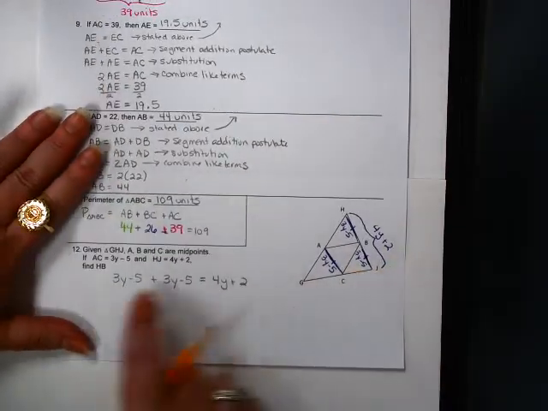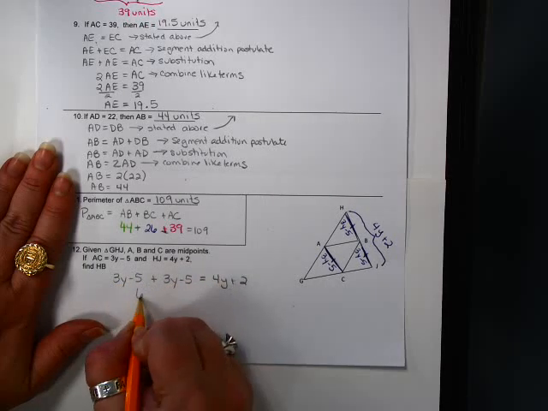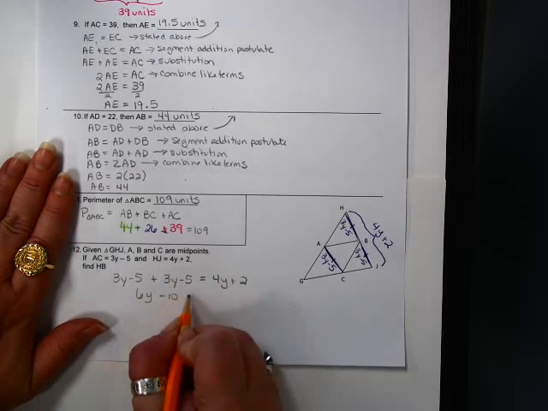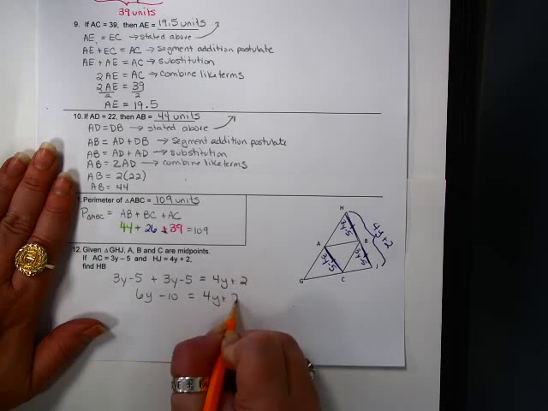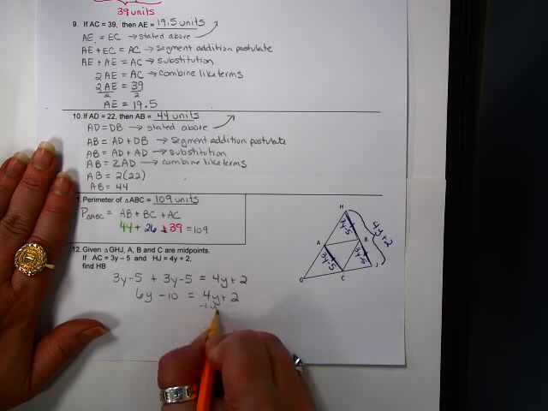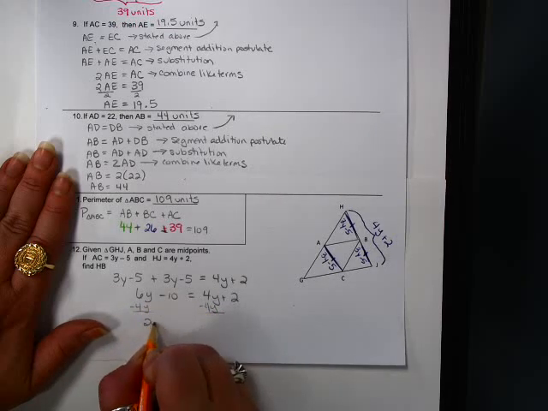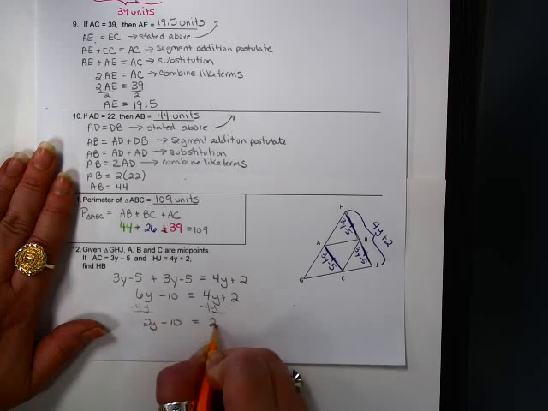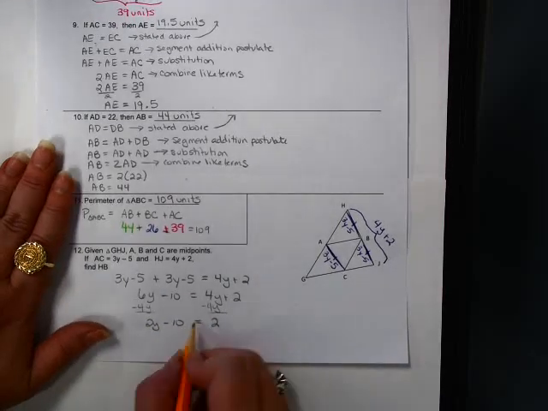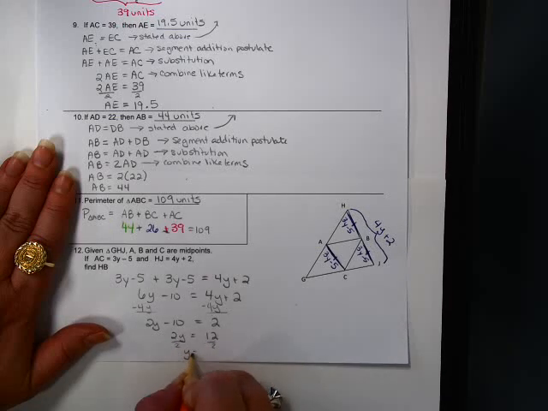Now what you have to do is just use your algebra skills. So using my algebra skills, I know that I'm going to clean up this left-hand side. That's going to be 6y minus 10 equals 4y plus 2. Now, I'm going to subtract 4y from both sides, and I'm going to get 2y minus 10 on the left equaling 2 on the right. I'm going to add 10 to both sides, so that means that I get 2y equaling 12, and then dividing by 2, I get y equals 6.